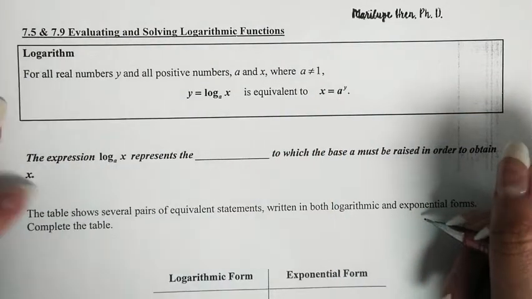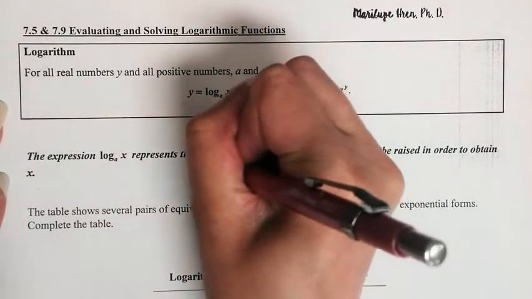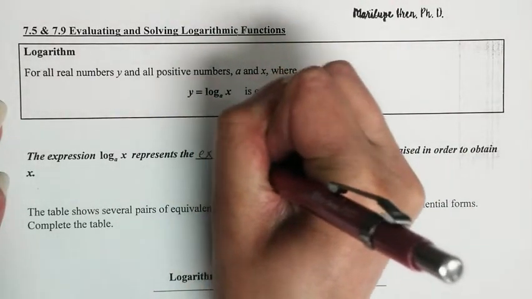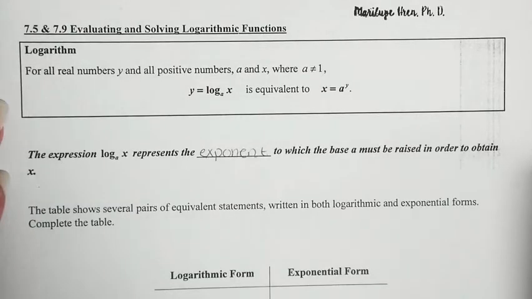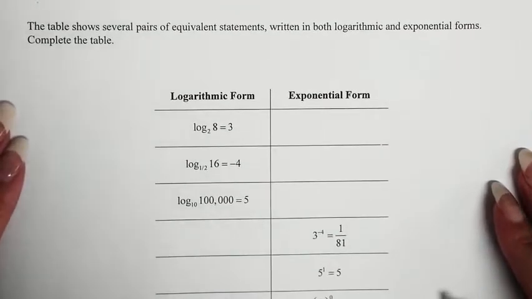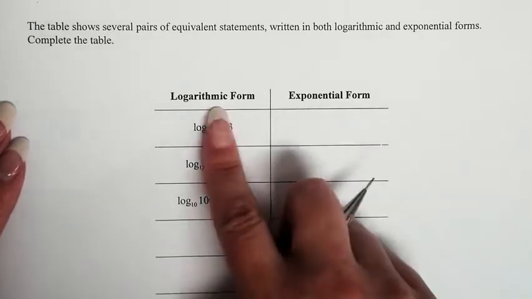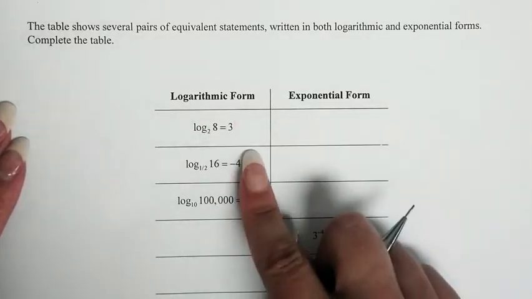So the expression log base a of x represents the exponent to which the base a must be raised in order to obtain the value x. The table that we have over here shows several pairs of equivalent statements written in both logarithmic form and exponential form. We need to complete the table.